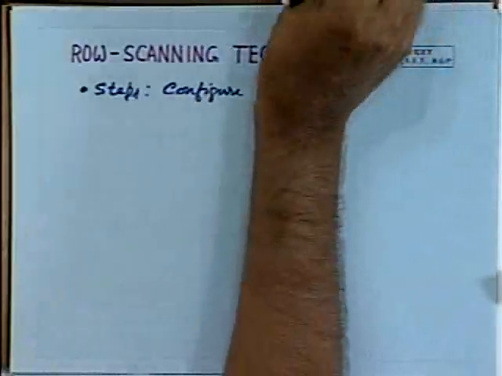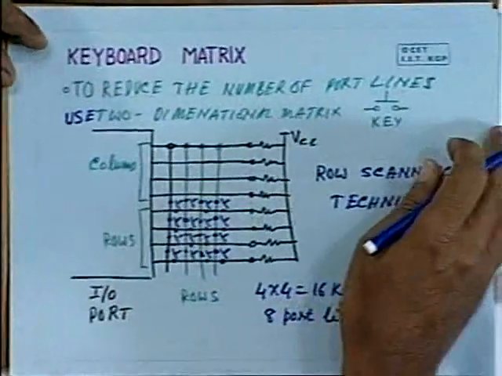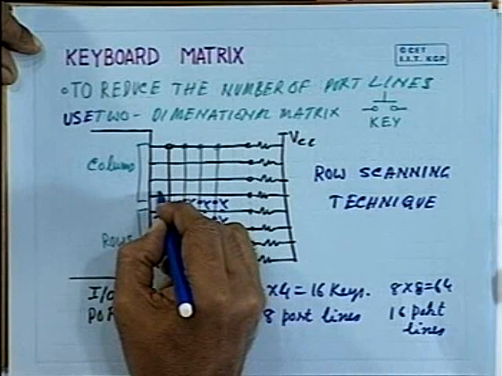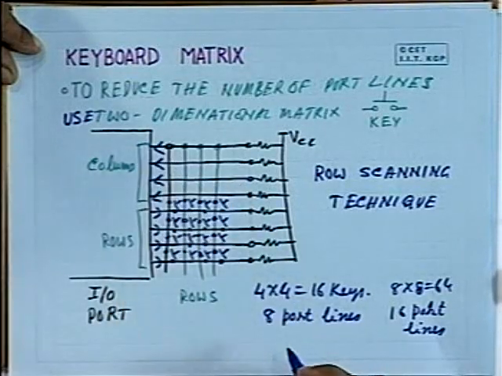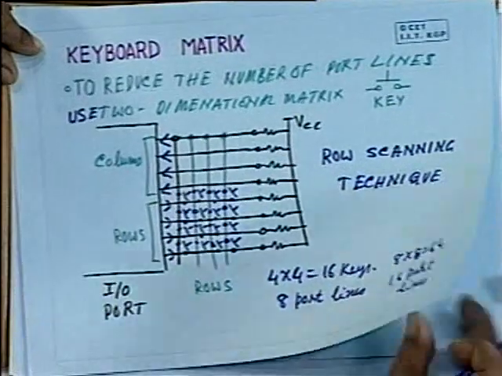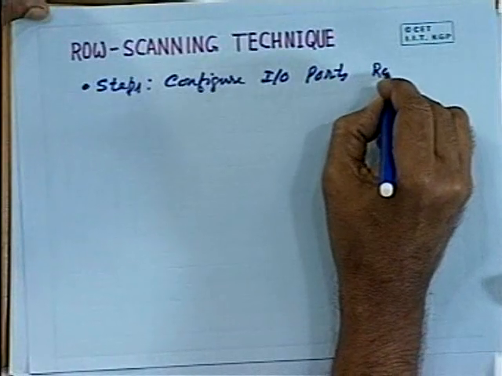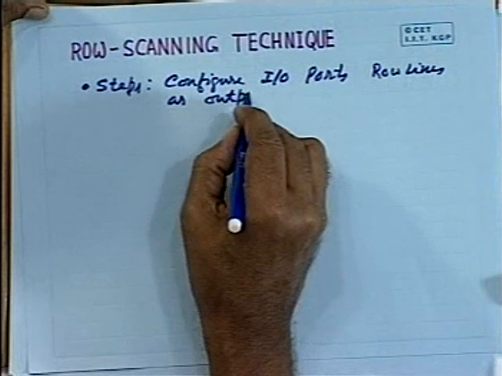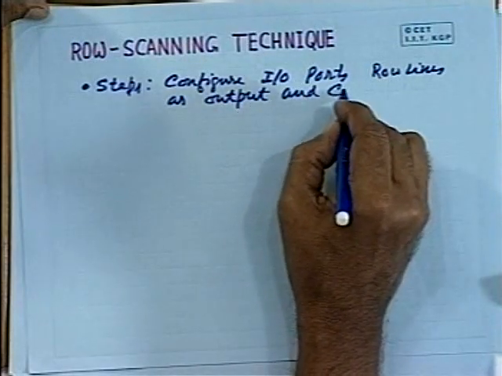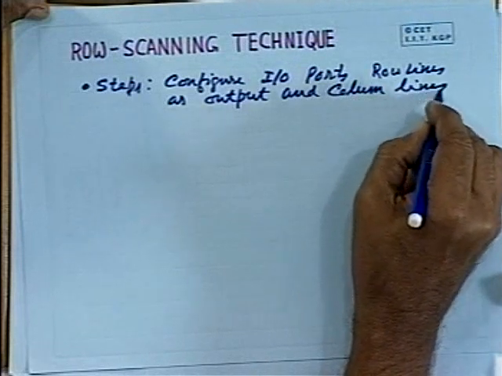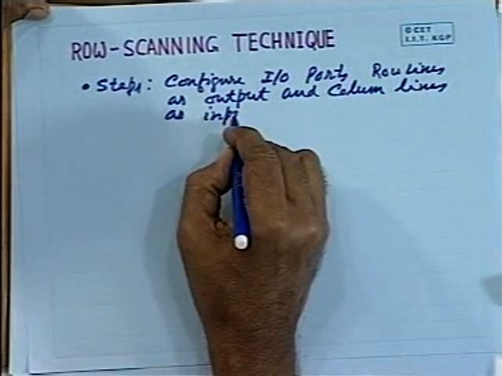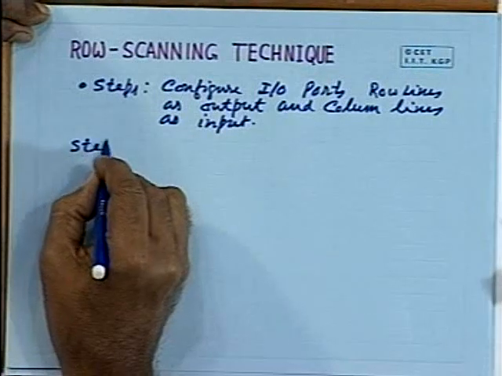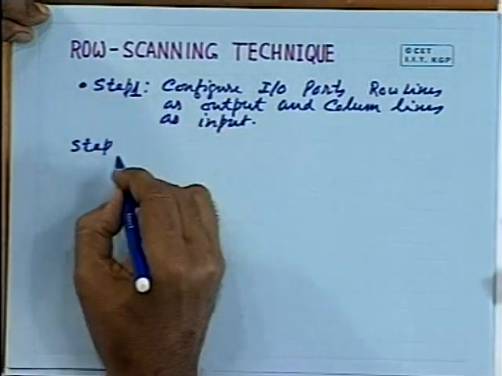What you have to do for that? For row scanning, you will configure these rows as output port and column lines as input port. So, configure I/O ports: row lines as output and column lines as input. This will be your first step. This is step 1.